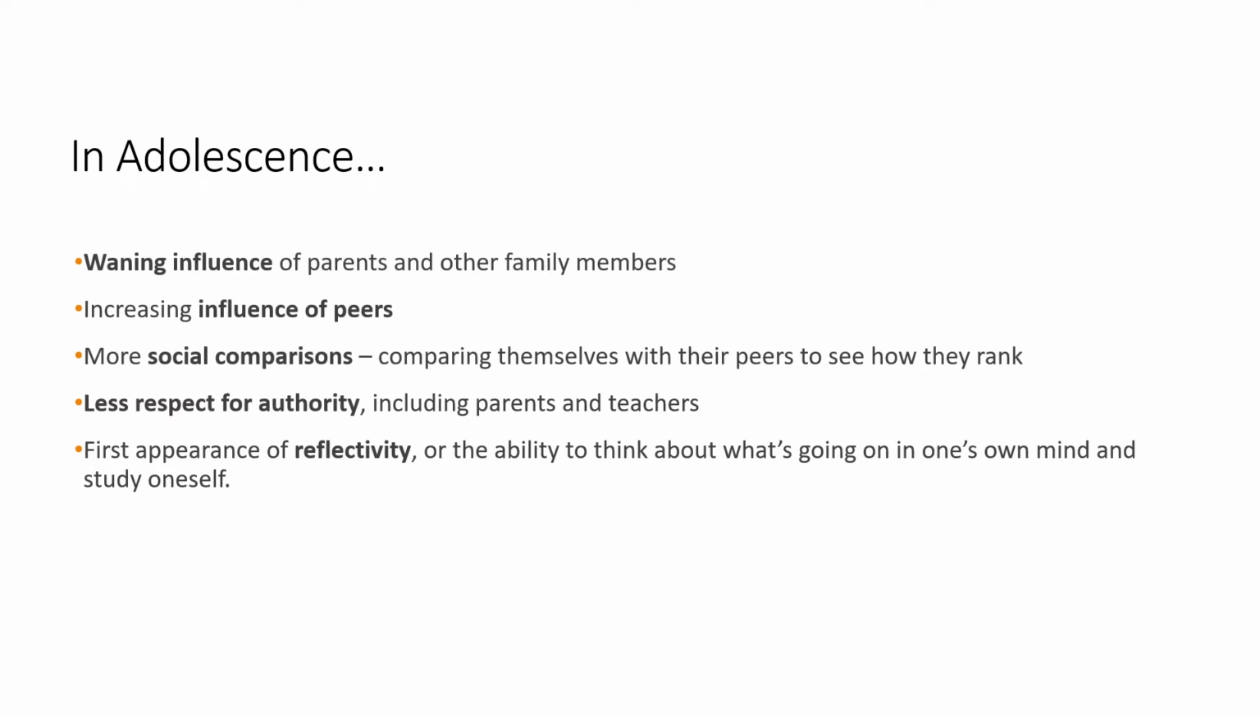We also see the first appearance of reflectivity, or the ability to think about what's going on in one's own mind and study oneself. So, in early childhood, you see primarily a disregard for self-reflection. Young children are not particularly self-reflective. But as students age, and particularly as they go into adolescence, you'll see them stop more and more to consider how others see them, to consider what type of student they are, what type of friend they are, and more. Reflectivity is looking at oneself as if through a mirror.